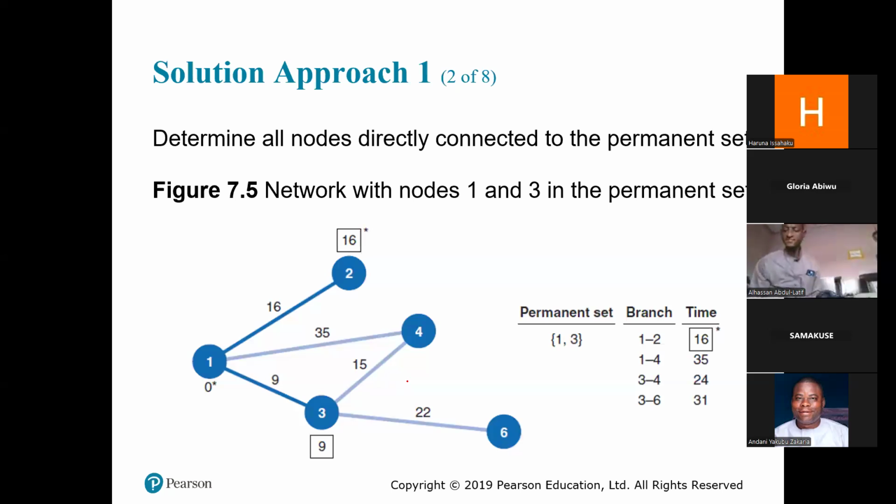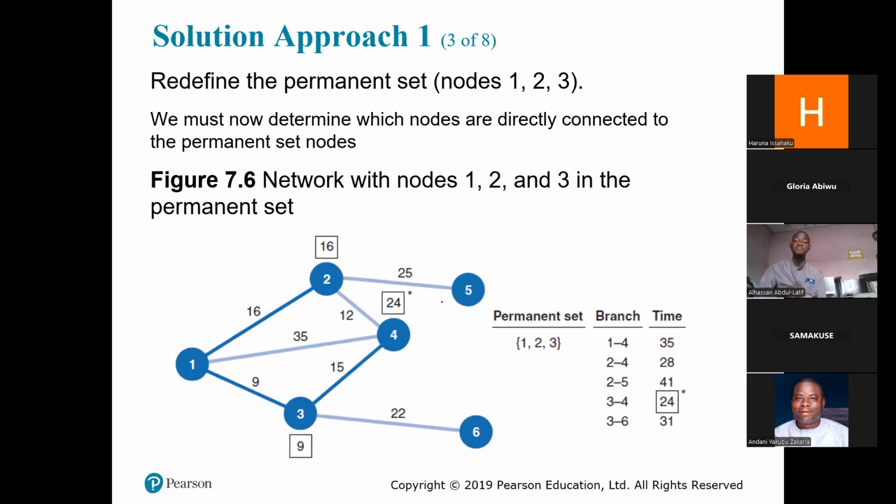So let's move to the next step, where we are going to now have, remember, we now have permanent set consisting of what? Three nodes. Node 1, 2, and then what? 3. So we have redefined the permanent set to contain what? Nodes 1, 2, and what? 3.